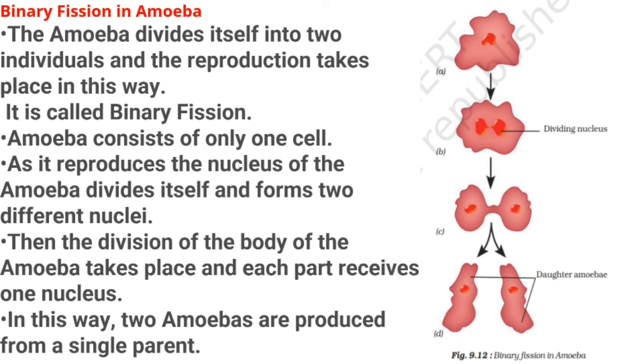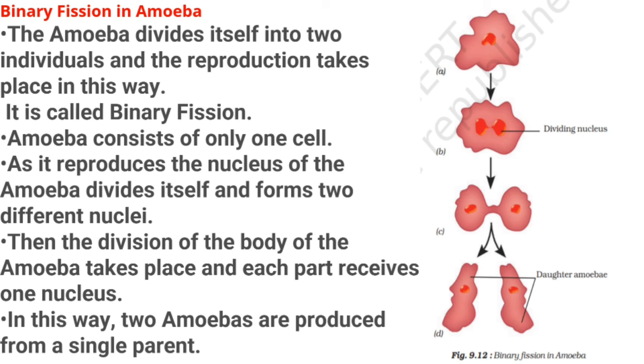Binary fission in amoeba. The amoeba divides itself into two individuals, and the reproduction takes place in this way. It is called binary fission. Amoeba consists of only one cell. As it reproduces, the nucleus of the amoeba divides itself and forms two different nuclei. Then the division of the body of the amoeba takes place and each part receives one nucleus. In this way, amoeba are produced from a single parent.